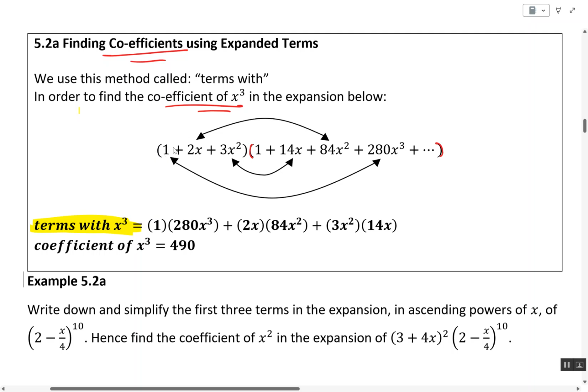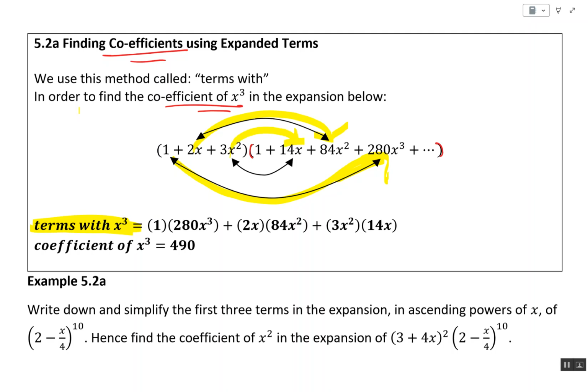For example, the 1 here, definitely in the second bracket I need to multiply by an x cubed term, which is why I multiply by the 280x cubed here. And then the next term here, 2x. To get x cubed, I need to multiply by an x squared term, so you multiply by the x squared term here. Then the x squared term, of course, you just multiply it by an x term.